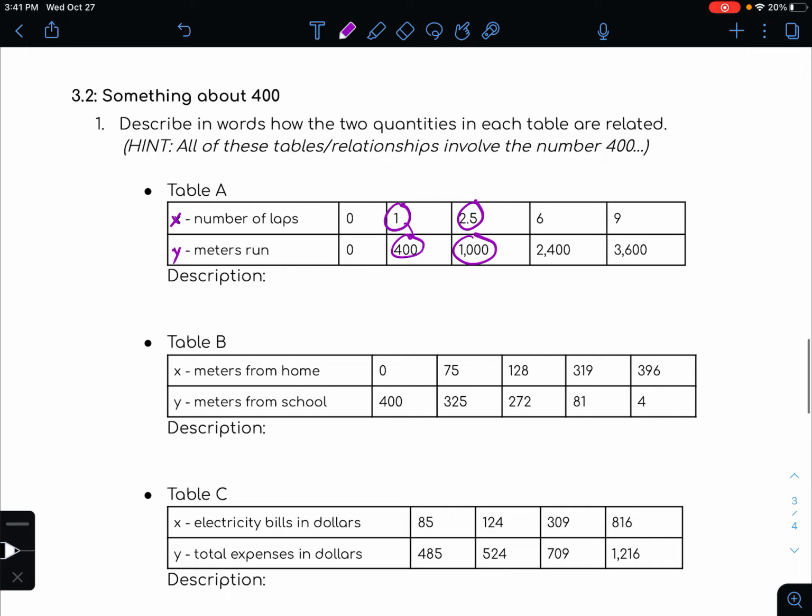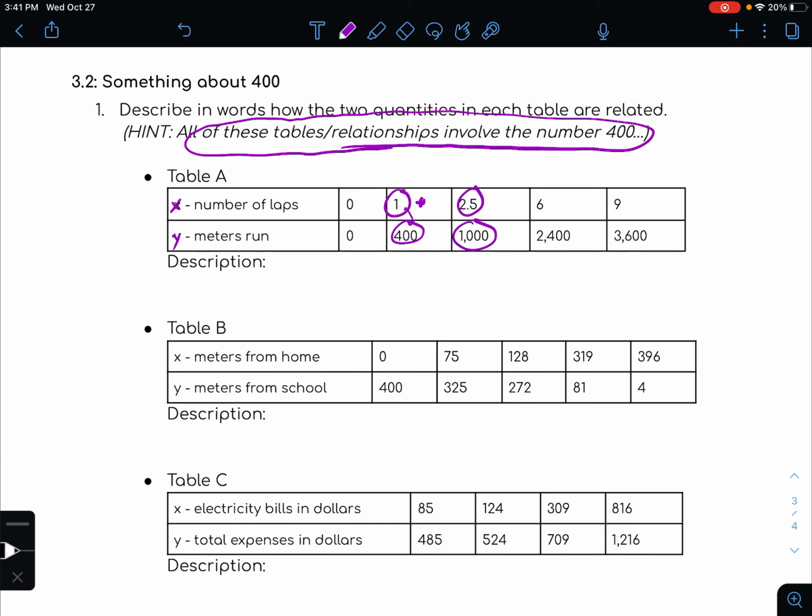Now, the hint is, each one of these relationships involves the number 400 in some way. So in other words, how are these two variables connected by the number 400?